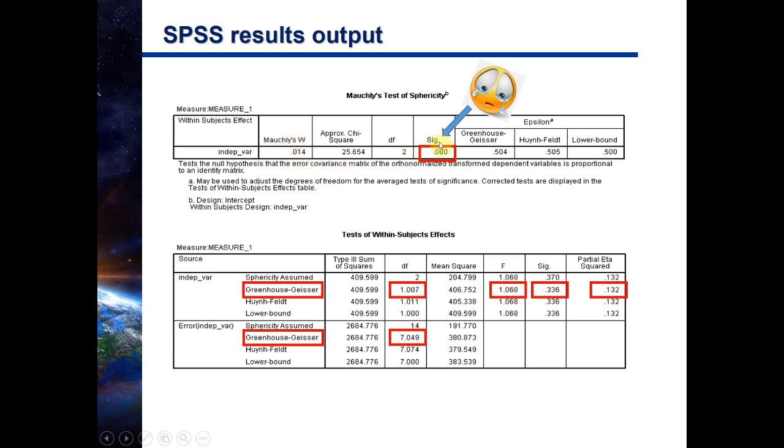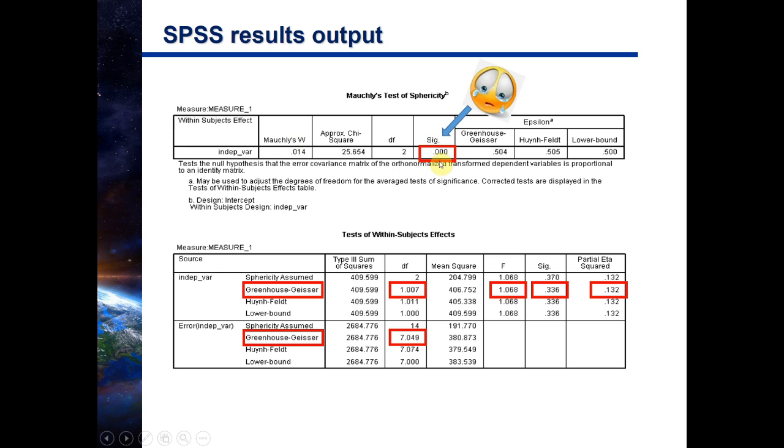Now we want to look at the sig value for this W. So what is the probability of this particular test statistic? We can see that it's less than 0.05, so it's significant, and because this is a test of assumptions, we are now sad. We don't want our assumptions to be significant. It is significant. That means we don't have sphericity.